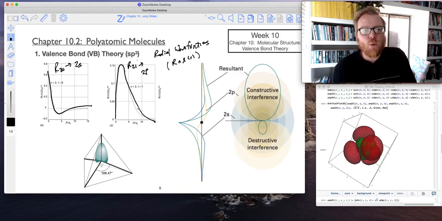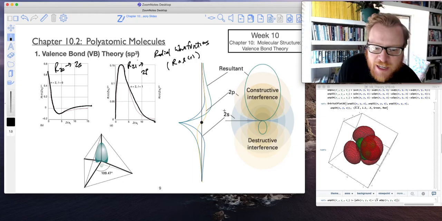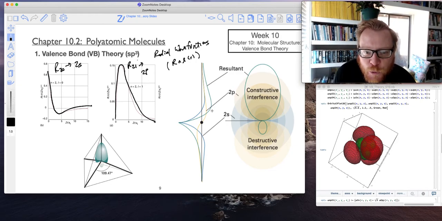And so now these two wave functions, they're flipped on their side 90 degrees, and they're added together. So let's take a look. So here, this blue is my 2s. And check it out.